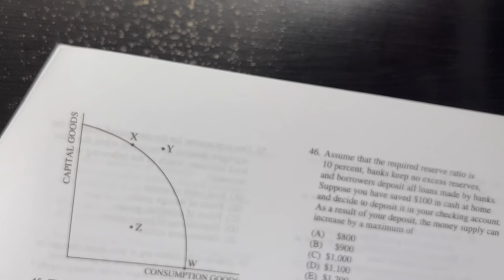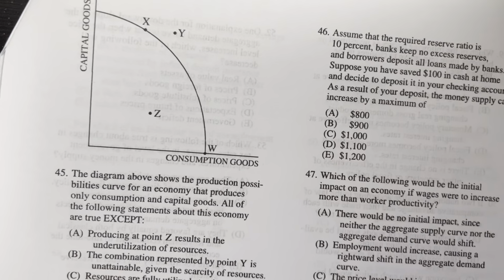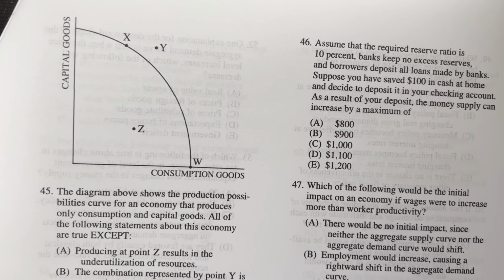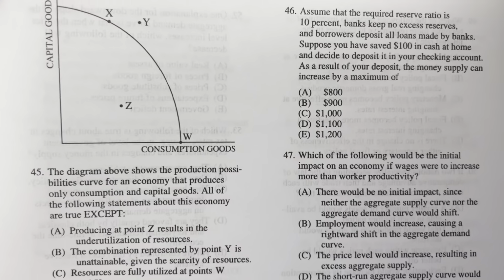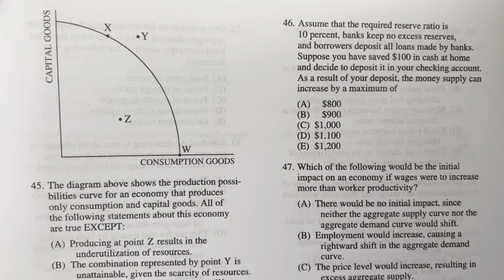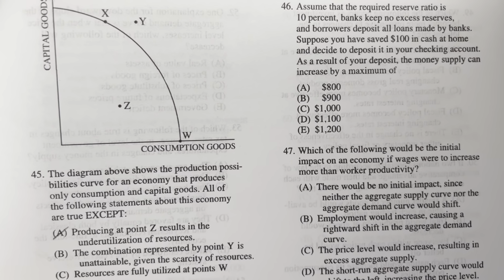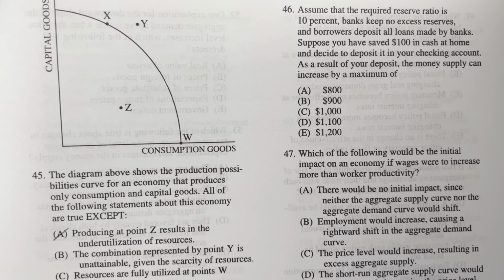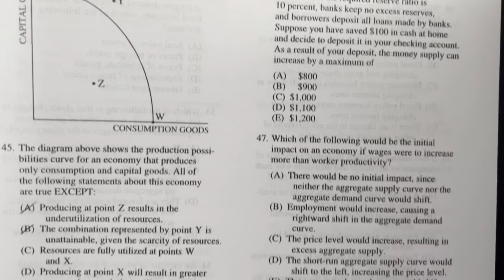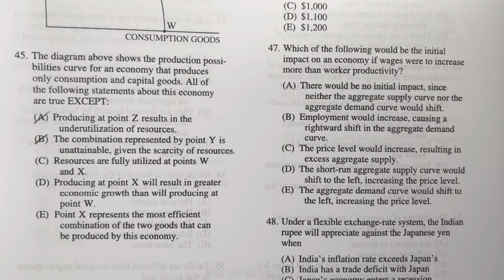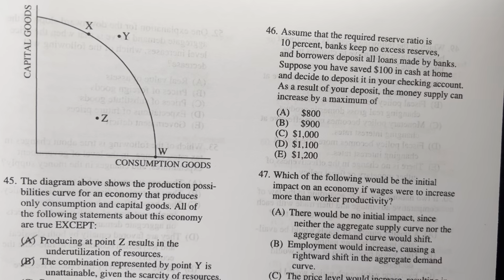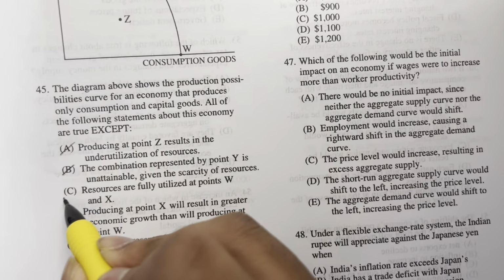All right. Next, the diagram above shows the production possibilities curve for an economy that produces only consumption and capital goods. All the following statements about this economy are true, except producing at point C results in an underutilization of resources. That is correct, so it's wrong here. Combination represented at point Y is unattainable given the scarcity of resources. That is right, so it's wrong here. Resources are fully utilized at points W and X. That is true. They're on the line. So that is false here.